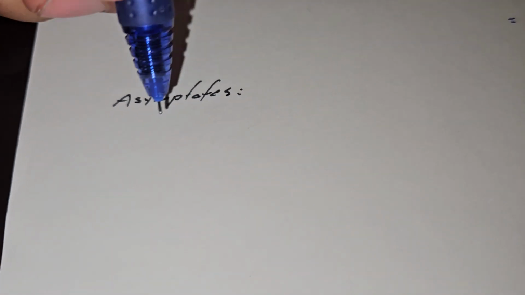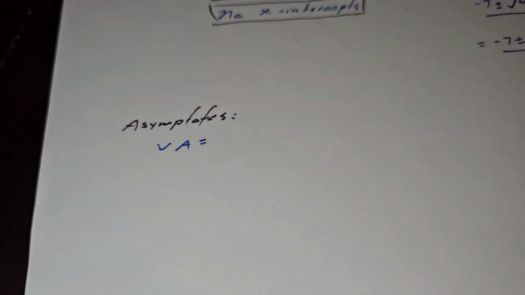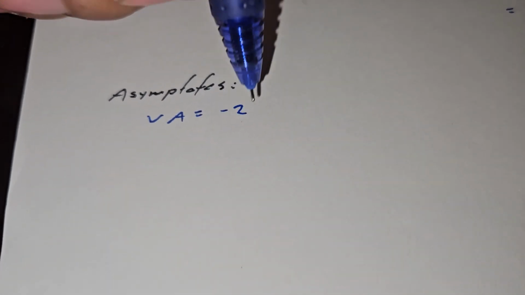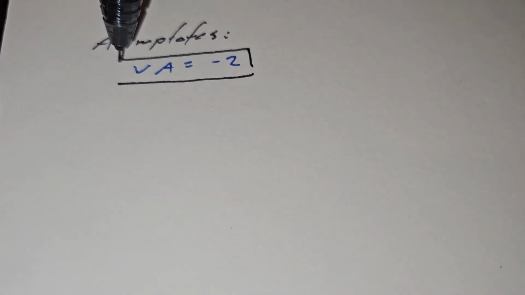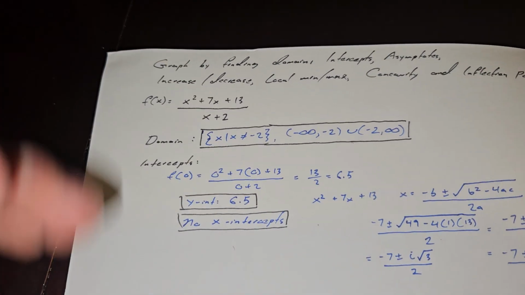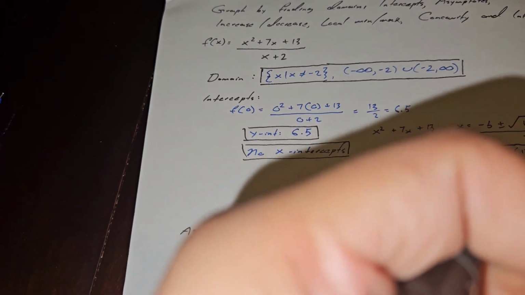It's going to go vertically. So our vertical asymptote is equal to -2. That's how we established it. And remember, we got that from basically where the function is undefined. So that is your vertical asymptote.